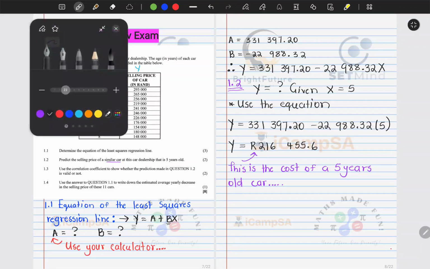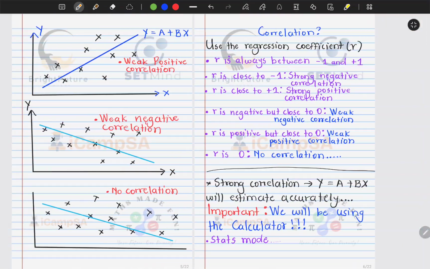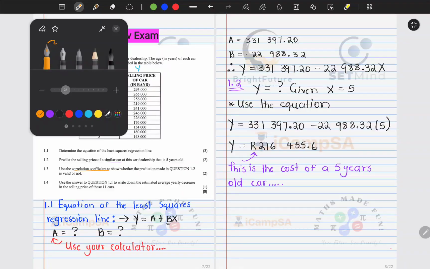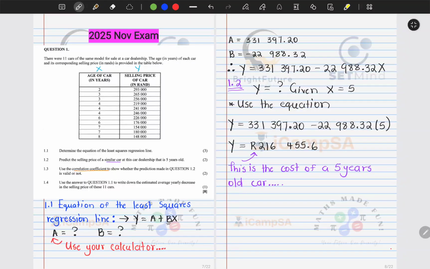And then now what we are asked to do is to use the correlation coefficient. Remember previously we spoke of the regression coefficient, which is the same as the correlation coefficient. So this here can be said to be the correlation coefficient R. And remember we spoke about R: if it's close to 1, it means strong, then depending on a plus or a negative, that speaks to negative or positive correlation. So they are saying use the correlation coefficient to show whether the prediction in this is valid or not. So let's look at 1.3.